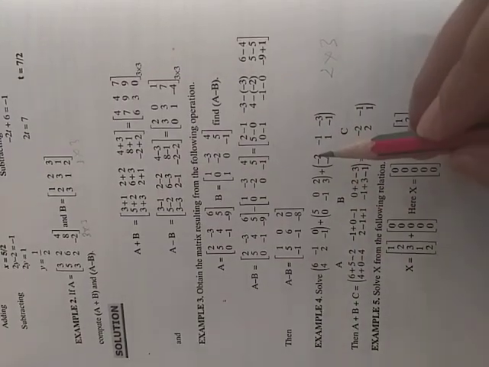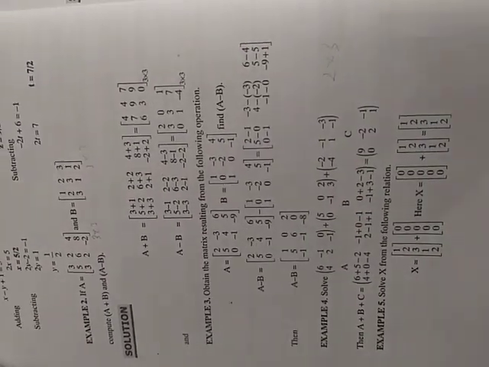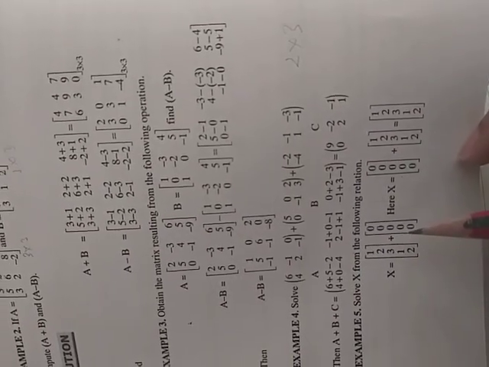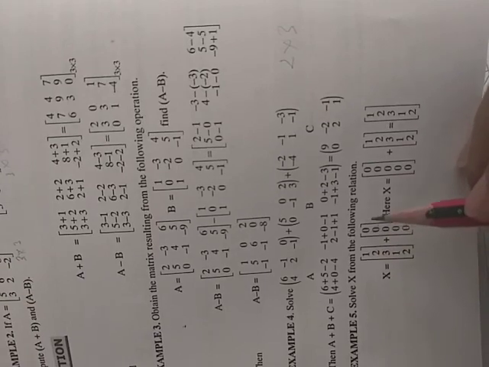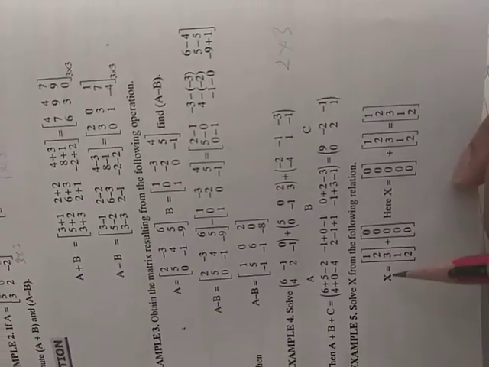6 plus 5 minus 2. Simple. Corresponding elements are added. So minus 1 plus 0 plus minus 1. 0 plus 2 plus minus 3. So I hope this is very clear to you. Here also they are saying solve capital X from the following relation. So these two are matrices of the same order. So when you will add them, you will get 1 plus 0 is 1, 2 plus 0 is 2, 3 plus 0 is 3, 1 plus 0 is 1, 2 plus 0 is 2. So this is capital X itself. Clear?